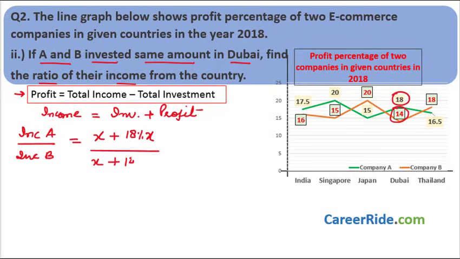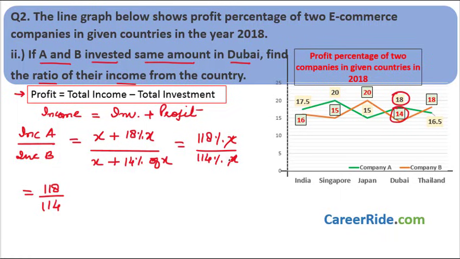So 14% of X, right? So can I write this as 118% of X upon 114% of X, right? From here what happens? X gets cancelled. What do I get? I get 118 upon 114, right?